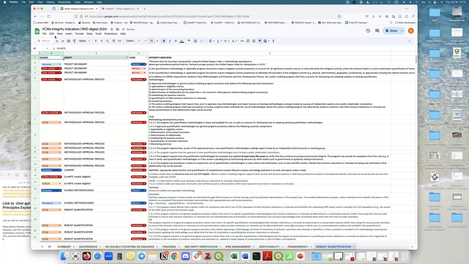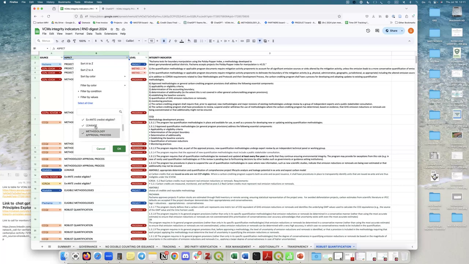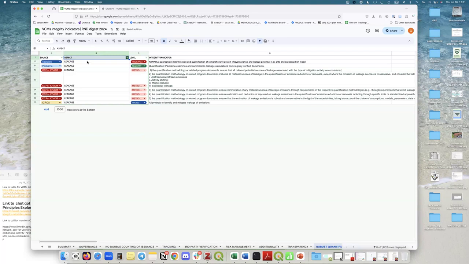You can then filter by the aspect. So within this tab, you would have something about the duration of the credit period, or whether ex-ante credits are eligible, or if you want to filter by leakage, then you just put everything else out and you get only leakage information. And so there you are. And you can see what the Core Carbon Principles from the Integrity Council for the Voluntary Carbon Market are requesting, or just ICROA or whatever. So this is how it works.